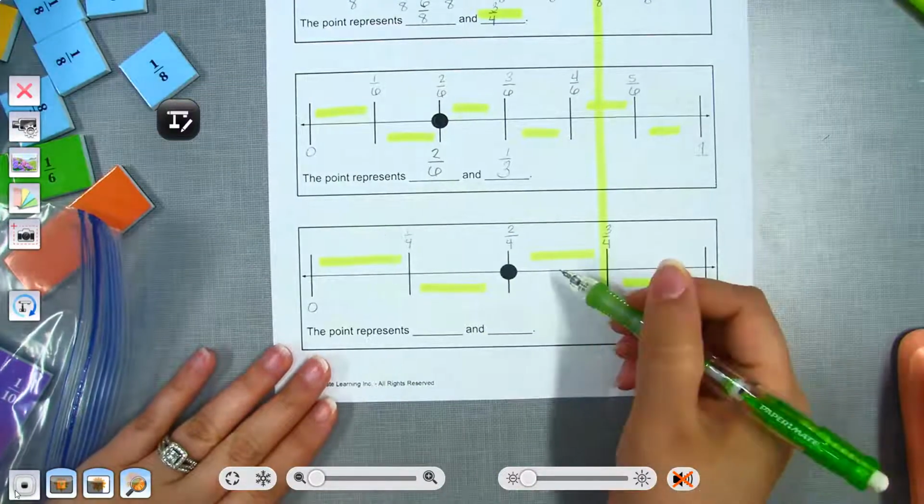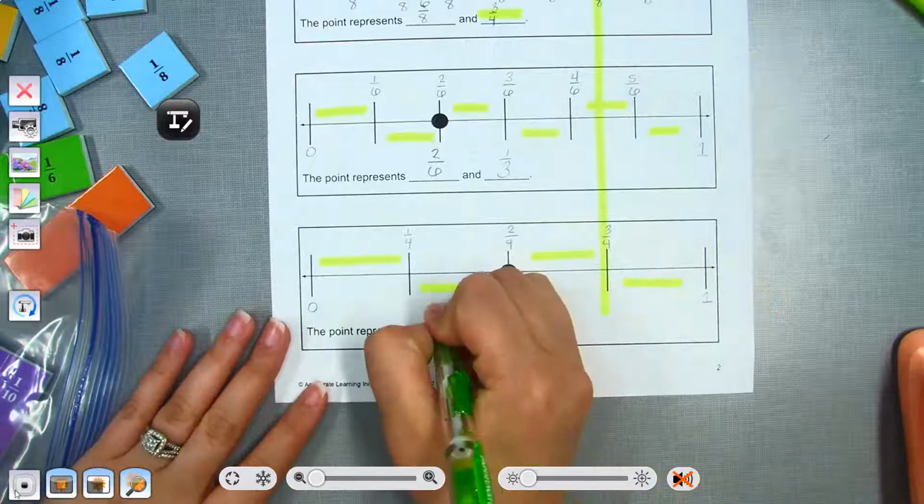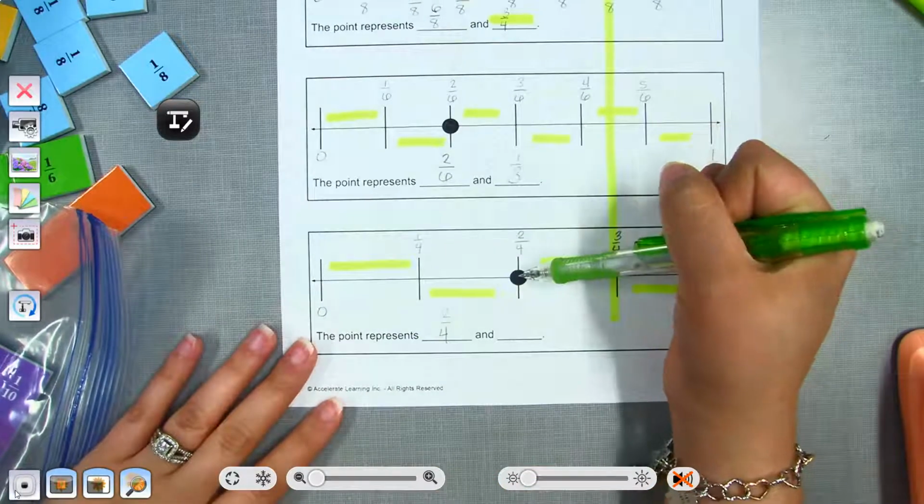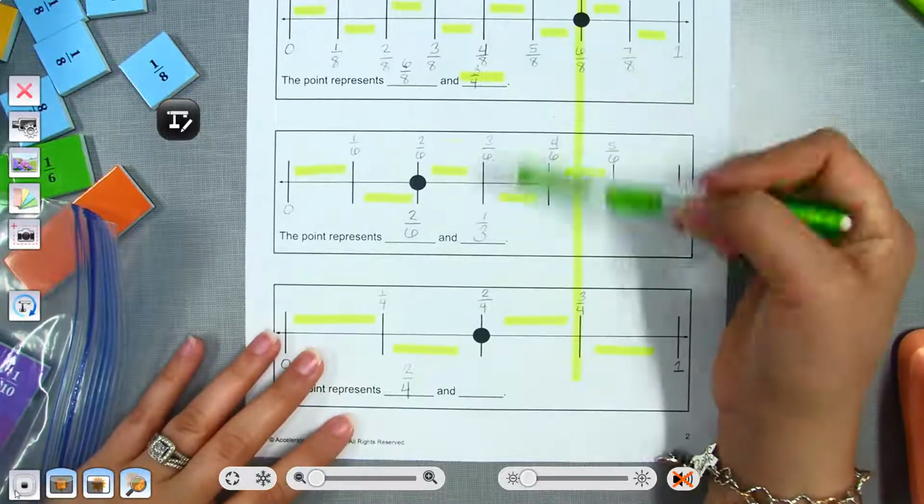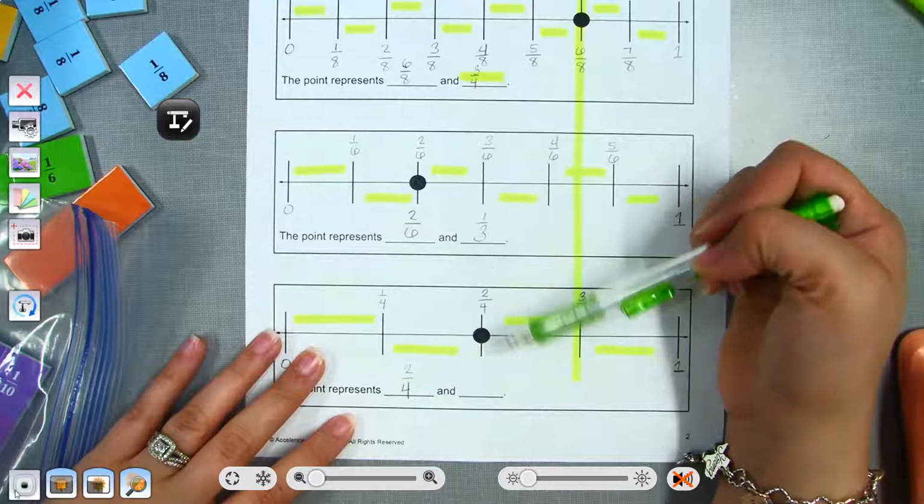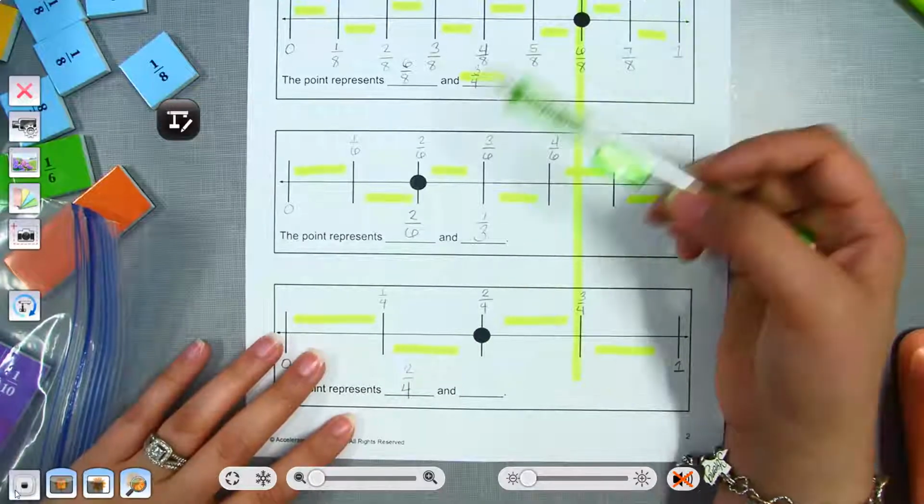Okay, so now I want you to do the last one. So 2/4 and blank. What else is equivalent to 2/4? So look at these number lines up on top. 2/4 lines up with what other fractions? And write it here.